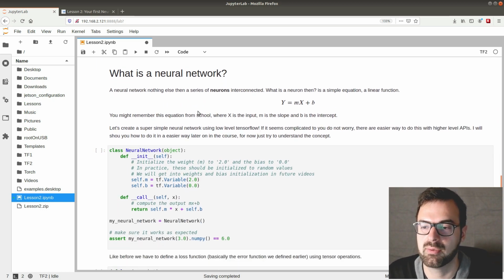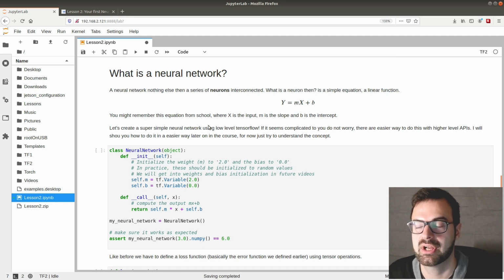So let's start with what a neural network is. A neural network is nothing else than a series of interconnected neurons. So we're basically trying to simulate the neurons that we have in our brain. But in this scenario, what is a neuron? It's a simple equation, a linear function: y equals mx plus b. You might remember this equation from school, where x is the input, m is the slope, and b is the intercept.